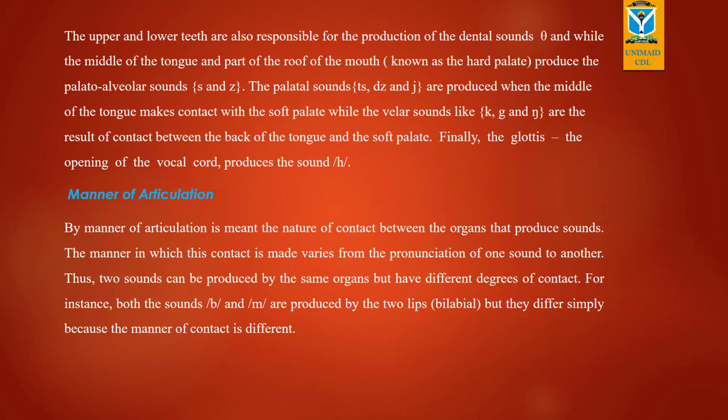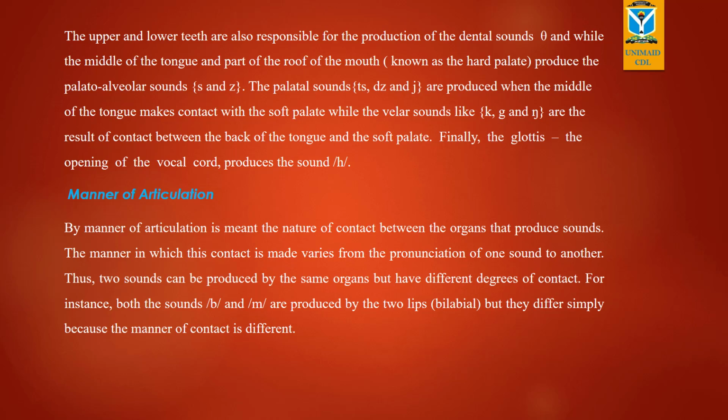Now, let us quickly look at what other category of the sounds production, that is, the manner in which the sounds are produced. By manner of articulation, it is meant that the nature of contact between organs that produce sounds, that is, the manner in which the contact is made, varies from pronunciation of one sound to the other. Two sounds can be produced by the same organs, but with different degrees of contact. For instance, both the sounds b and m are produced by two lips, that is bilabial, but they differ simply because the manner of contact is different.